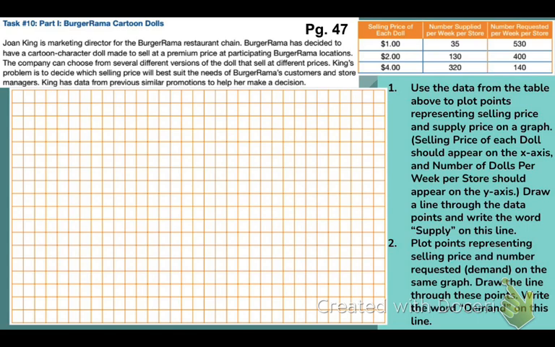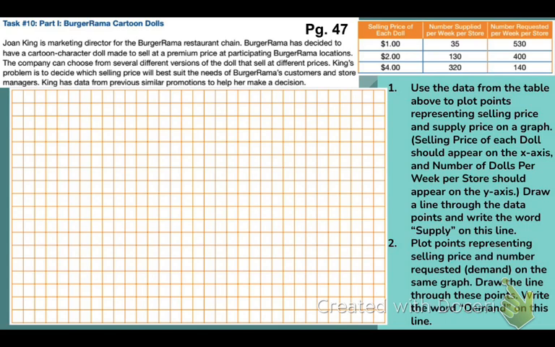On page 47, it says, Joan King is a marketing director for the BurgerRama restaurant chain. And BurgerRama has just decided that they want to produce a cartoon character doll to sell at their restaurants. So the company has a bunch of different versions of the doll that they can choose to use, and they all sell at different prices. And King's problem is, how does she decide which selling price will best suit the needs of BurgerRama's customers and store managers?